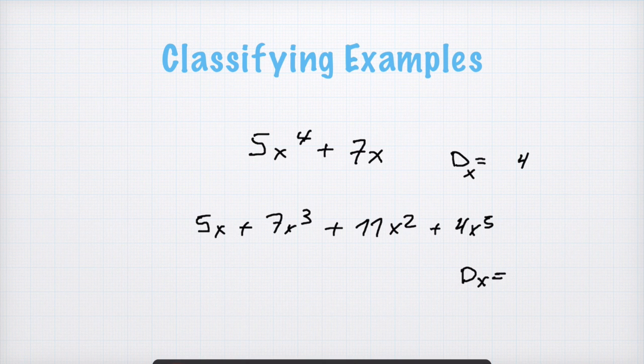And so since we don't want to do the work of rearranging it, we can just go through and say, okay, that one's x to the first, that one's x to the third, so right now we're at degree 3. X squared, 2 is still smaller than 3, so that's fine. X to the fifth, 5 is bigger than 3, so that means our degree is going to be 5. So this polynomial right here has a degree in x that is 5.